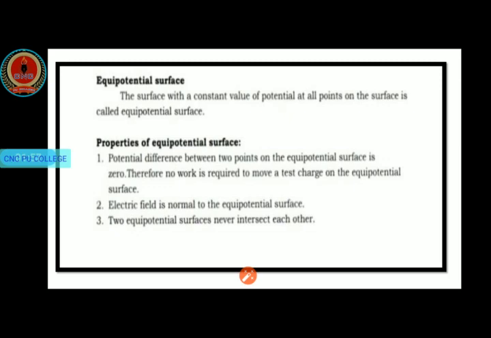The second property: the electric field is normal to the equipotential surface, so the field lines are normal to that surface. The third property: two equipotential surfaces never intersect each other. We can discuss them in detail in the next slides.